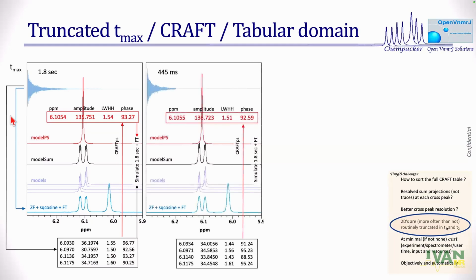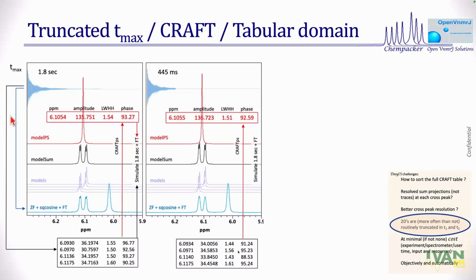Here is the same sample run with 1/4 of the acquisition time. So my T max in there, this is a 1D, my T max is 445 milliseconds, which is 1/4 of the original data that I was collecting. So I'm collecting only 1/4 of the data, truncated, right? Obviously, you can see with this zero fill, squared sine bell window function, you get a broader peak. But from the same FID, the same CRAFT table, if I sort it, I get these four multiplets.